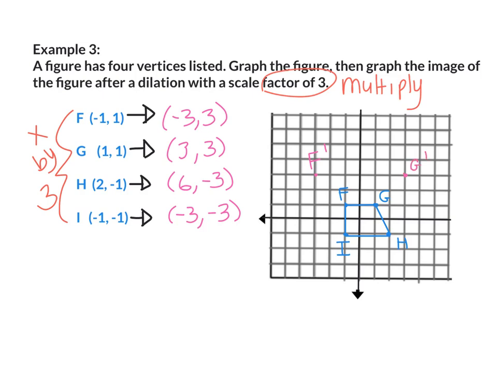Now for H, (6, -3). Start at the origin, go right 6, down 3. And that would be H prime. Now for I, (-3, -3). Start at the origin, go left 3, down 3. And that would be I prime. So now I'm going to go ahead and connect my dots.